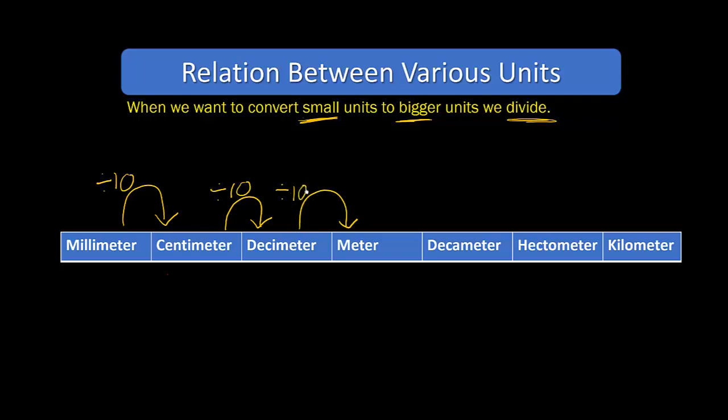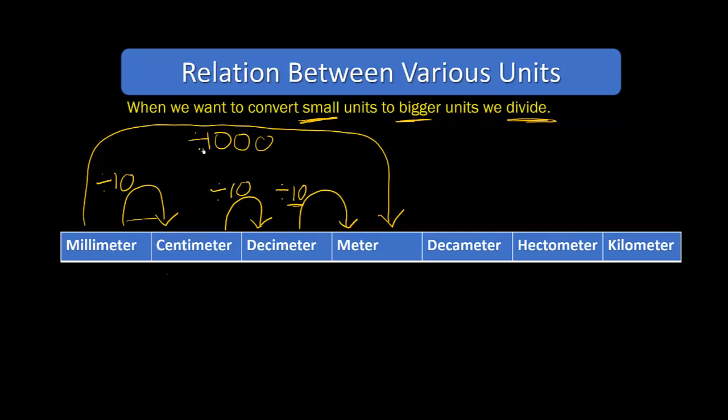Now, what if I want to convert millimeter to meter? Well, in this case, first I'm going to have to convert millimeter to centimeter. Whatever the result comes, I'm going to have to divide that by 10. And then whatever that result comes, I'm going to have to again divide it by 10. So furthermore, I'll get the result as 1,000. I'm going to have to divide it by 1,000.